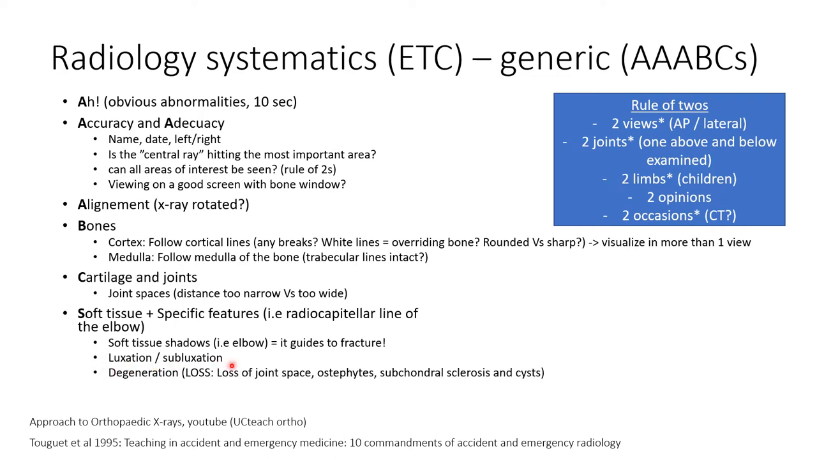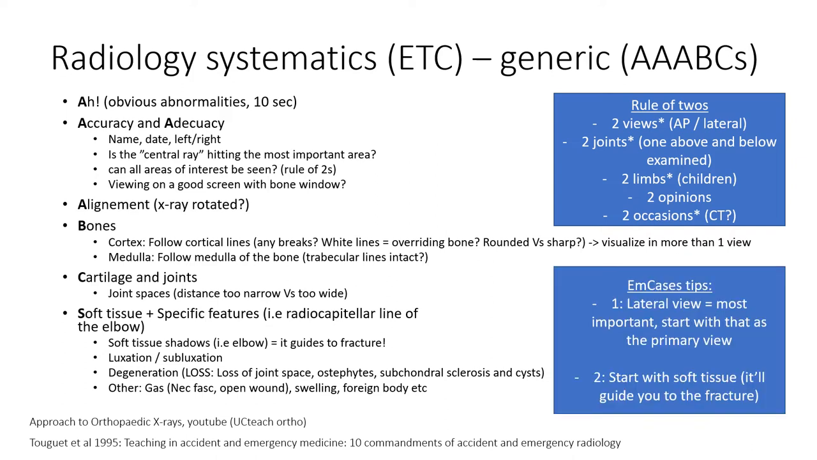Always think about luxations and subluxations as well. And degeneration, not as important, but there is loss of joint space, osteophytes, these small things going out. If you have a joint, then the joint might be extended at the periphery through small appendages. It almost looks like that: osteophytes, subchondral sclerosis and cysts. And you can look for other things as well, like gas, swelling, and foreign bodies. This is just a rough generic sketch, but it's good to go through in your mind to be systematic. And the more you practice, the better you become at it.